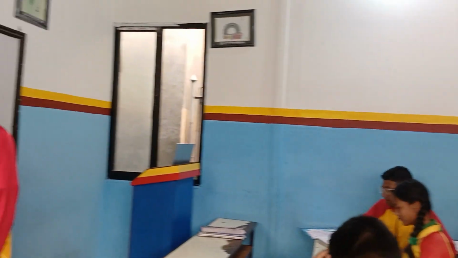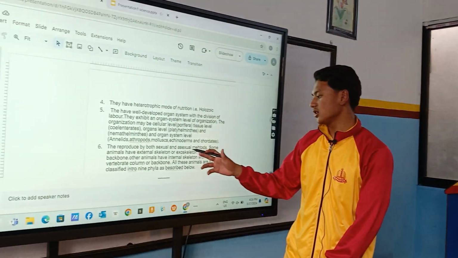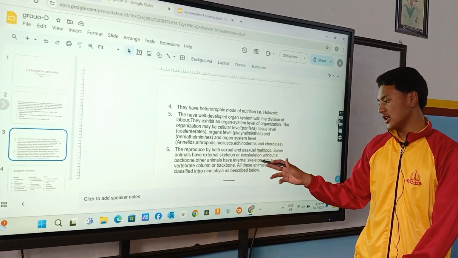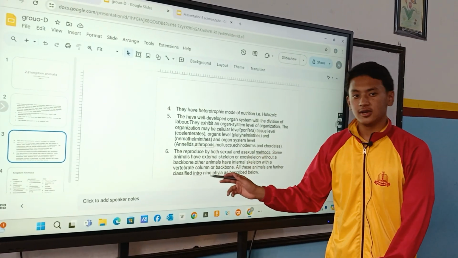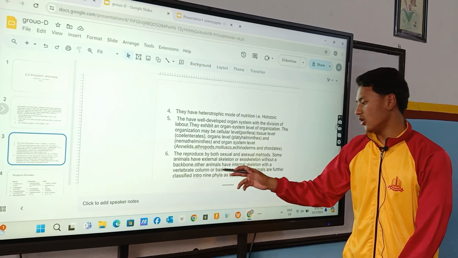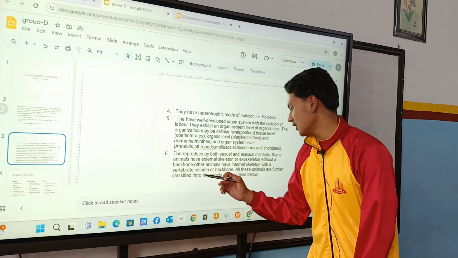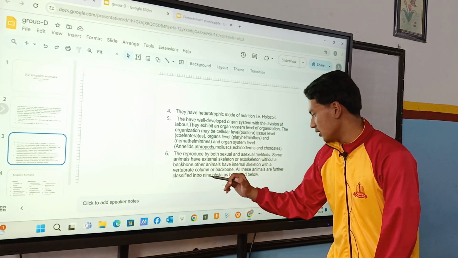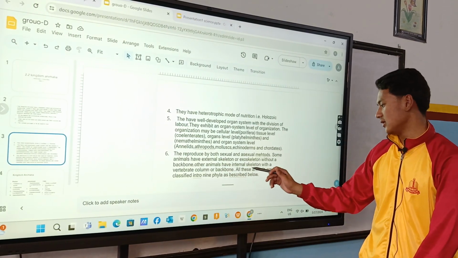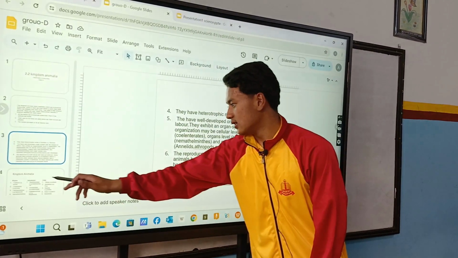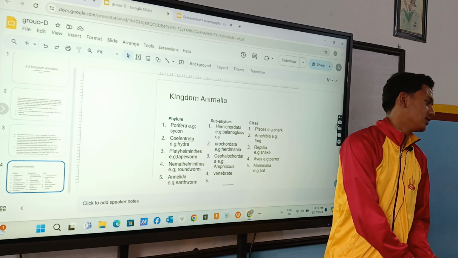Some animals have an external skeleton or exoskeleton without a backbone. Other animals have an internal skeleton with a vertebral column or backbone. All these animals are further classified into nine phyla as described below. So I would like to call seniors for explaining this.